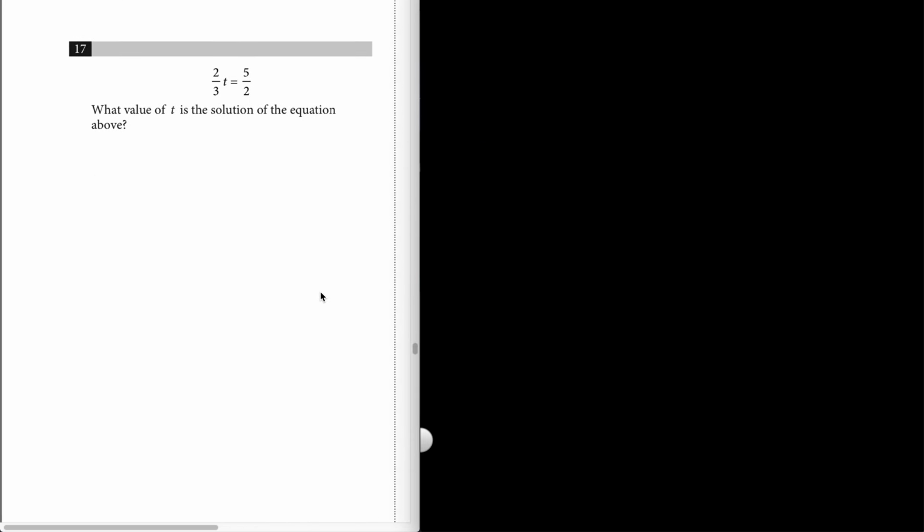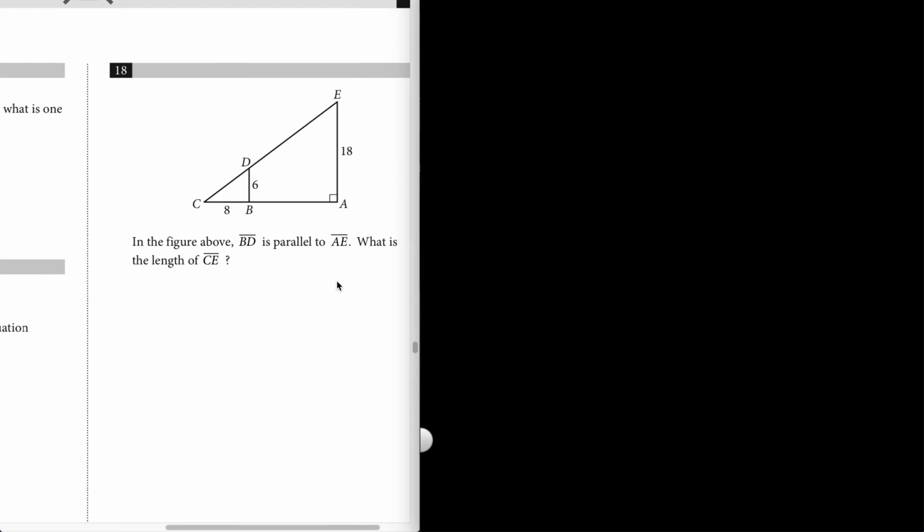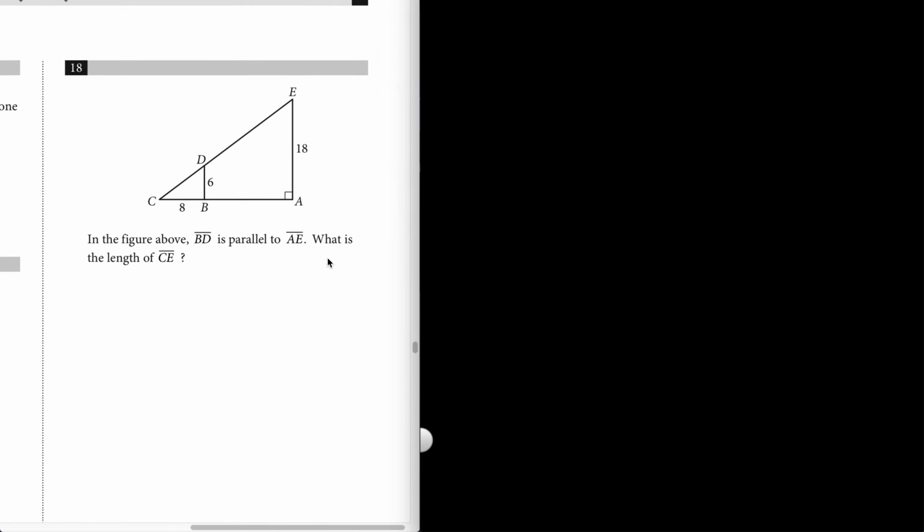So if that one's not bad, maybe 18 is going to be hard. Let's see. Okay. In the figure above, BD is parallel to AE. What is the length of CE? Okay, interesting. Let me draw this out. So right off the bat, when I look at this problem, I'm like, okay, it's either some sort of trig, right, because I see triangles, or maybe we're going to use some sort of proportions, right, with similar triangles.